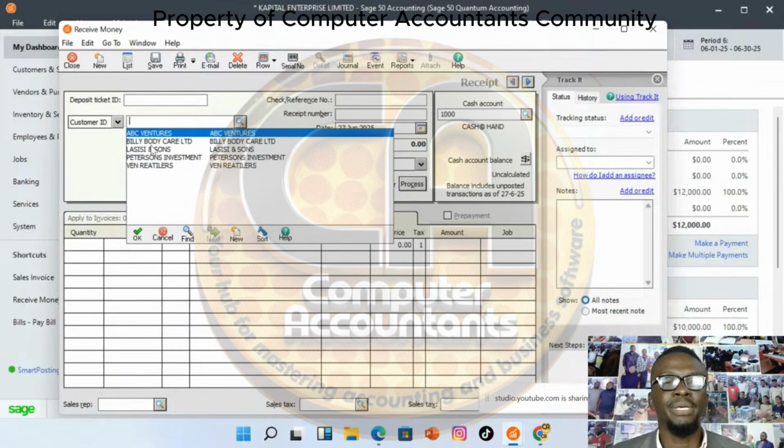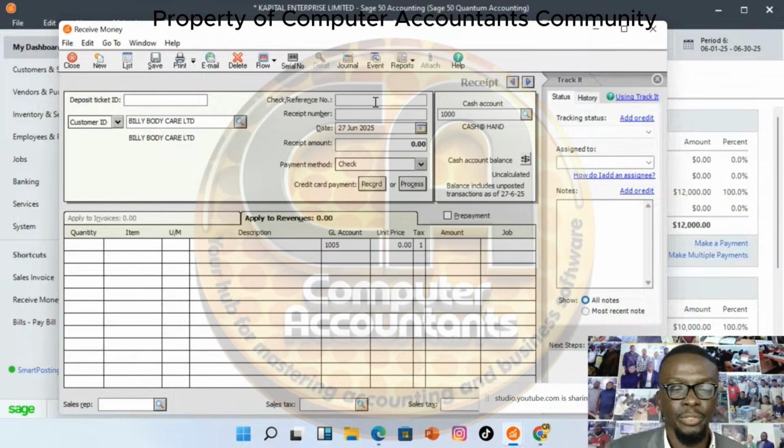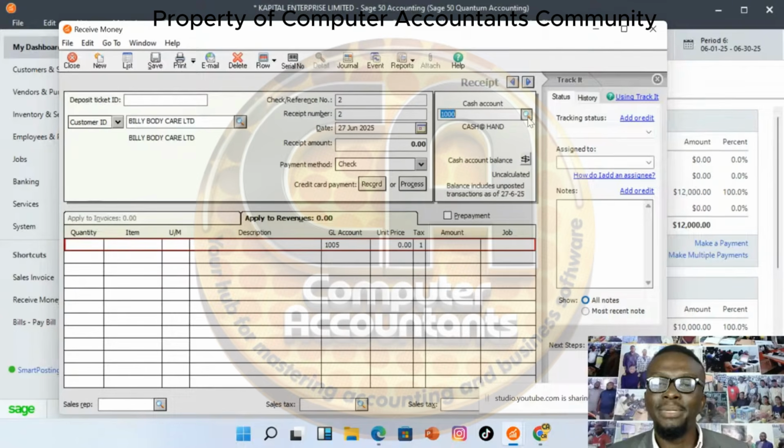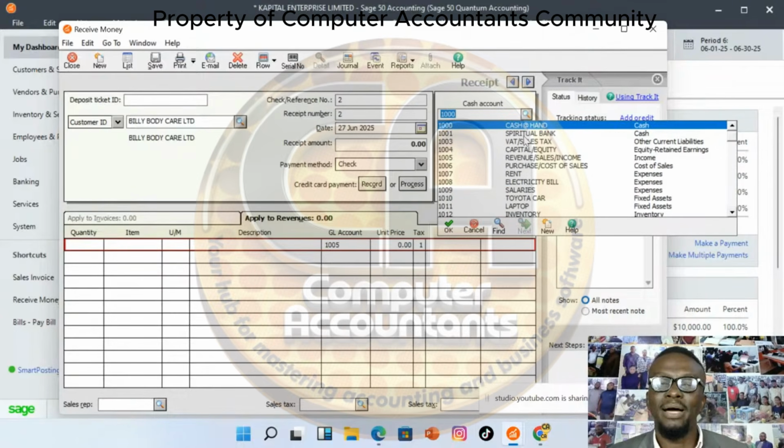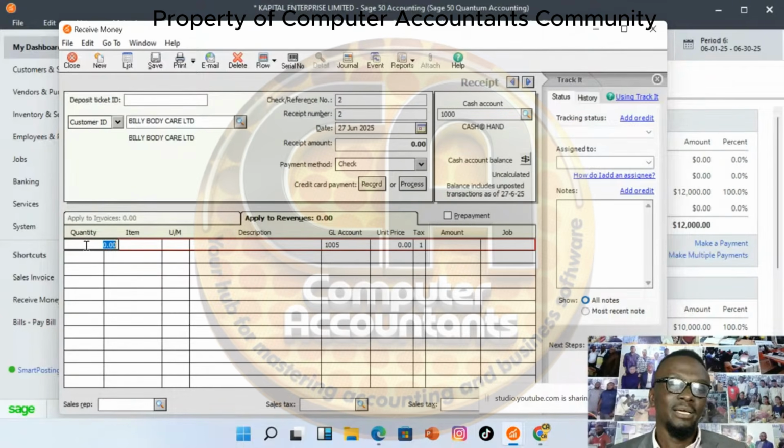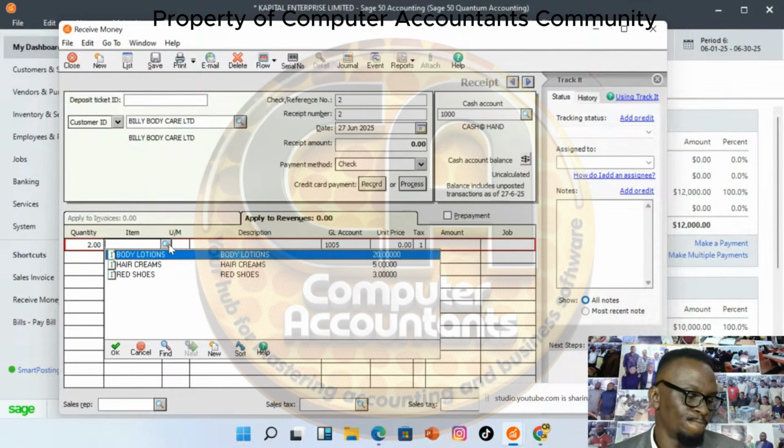So this is Billy Body Care. Okay, the second one. You can see our cash is already there for us. But in a scenario where it is bank, you can drop down from here and select spiritual bank if you are paying him by check. So quantity is 2. Item being sold is body lotion.